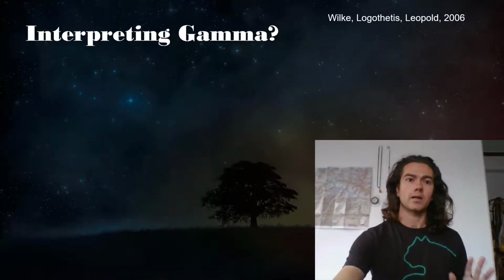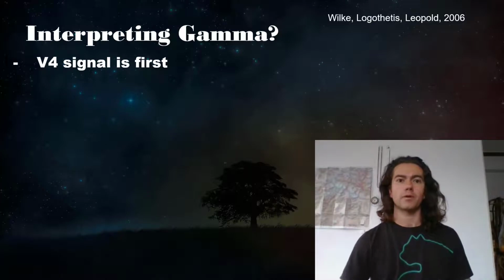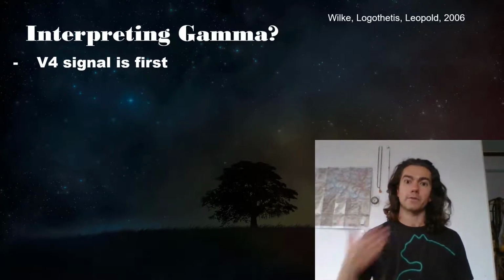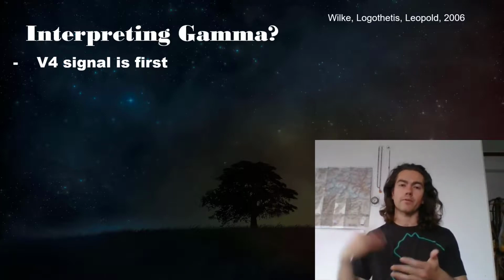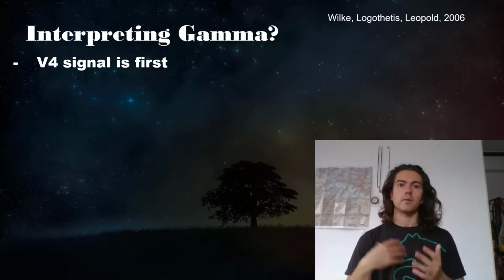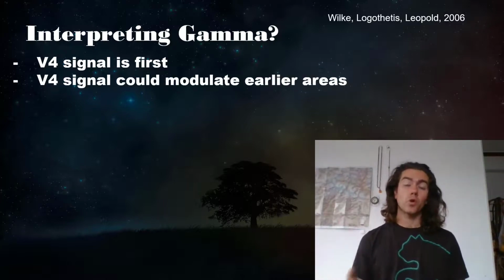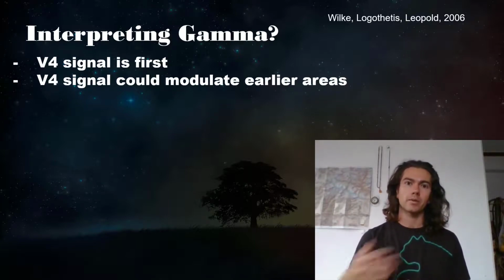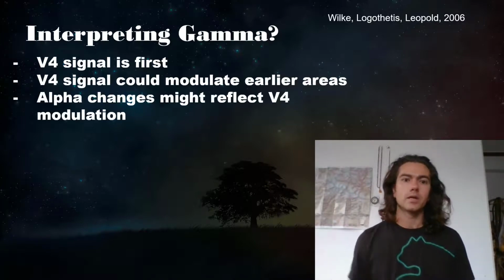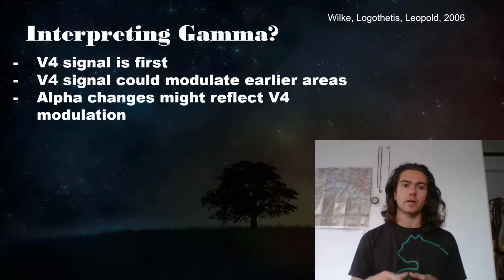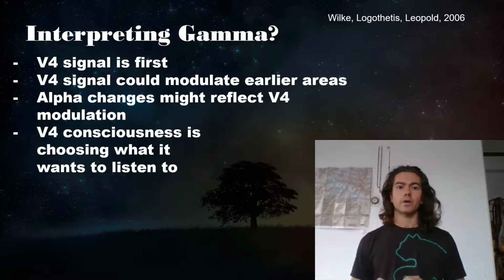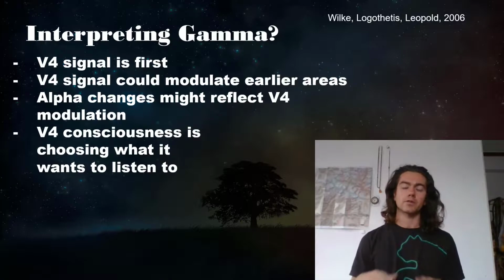So this is a lot to unpack, but let's think about how we interpret gamma for a second. V4 signal is first. So it's not something that is flowing from V1 up through to V4. V4 has the conscious signal first. So the V4 signal could modulate earlier areas, and that might be what we're seeing when we look at that alpha signal coming in V1 and V2. So alpha changes might reflect V4 modulation. And V4 consciousness is choosing what it listens to. That might be one way that we interpret this change in gamma and the subsequent change in alpha.